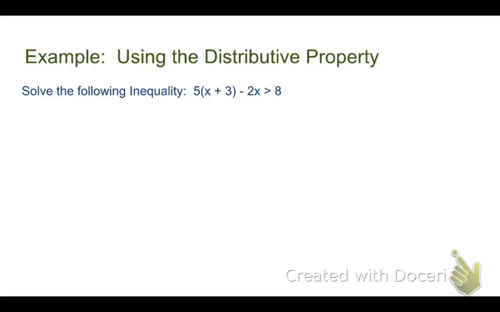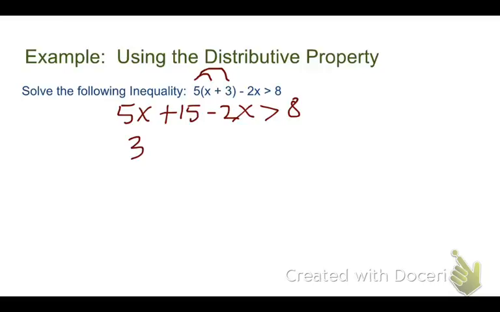So my first step is going to be to distribute that 5 to both terms inside the parentheses. So I have 5 times x, which is 5x, 5 times 3, which is 15. I have that minus 2x greater than 8. My like terms are the x's, so I have 5x take away 2x. That leaves me with 3x plus 15 greater than 8.